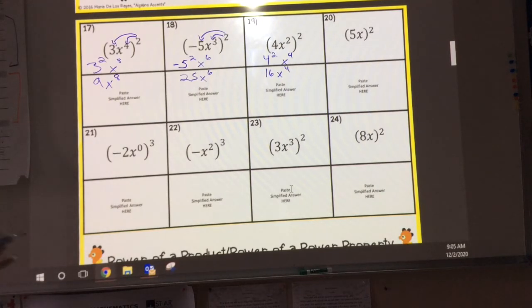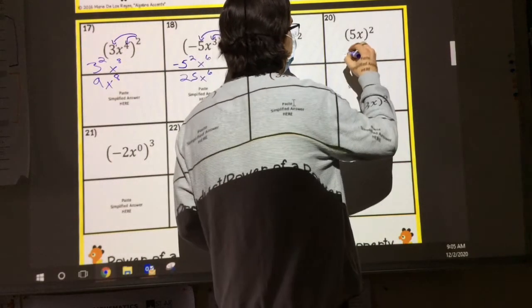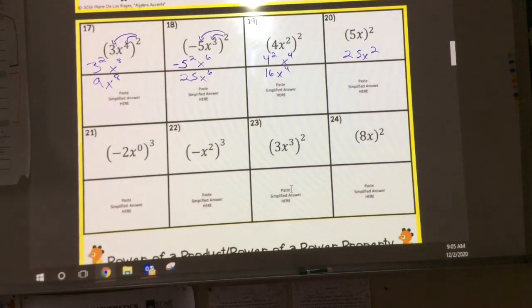Colin, what do you think? 25x to the x squared. 25 x squared. Everybody okay with that one? All right, y'all. Now we're going to start adding in a little bit more. We're going to start incorporating some more work here. Okay. Before you panic on this one, we're going to do the same exact process we've been doing.